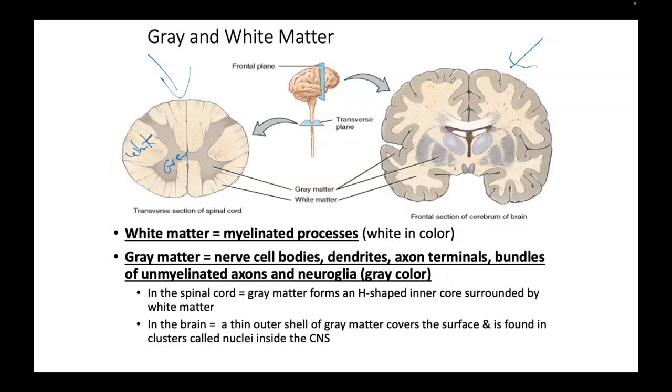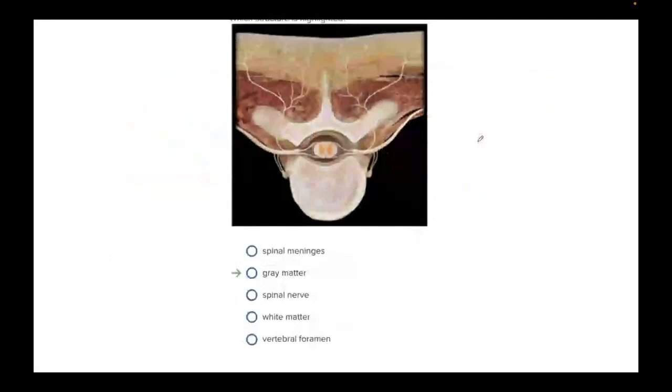But look what happens in the brain. It does a flip-flop where we have the gray matter on the outside and we have the white matter on the inside. It does a complete flip-flop.